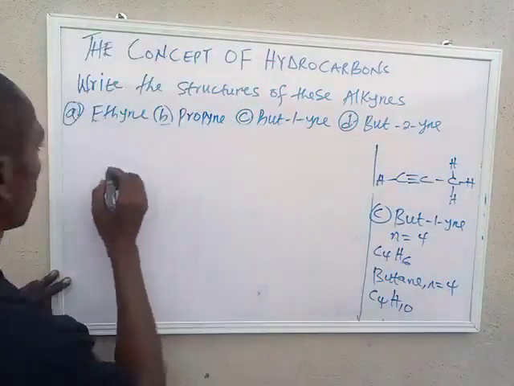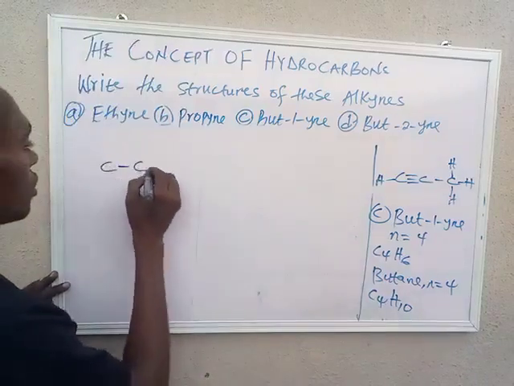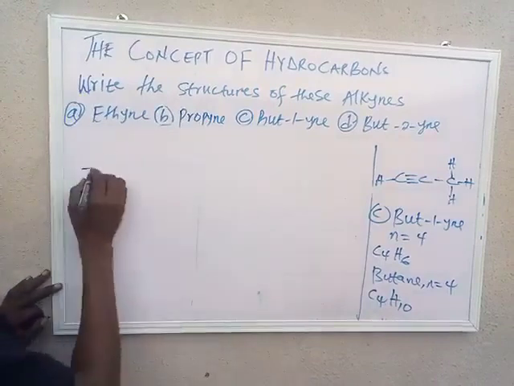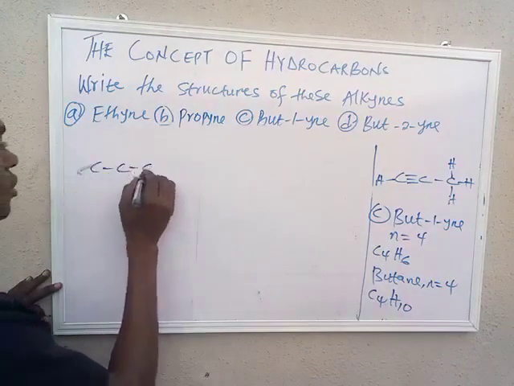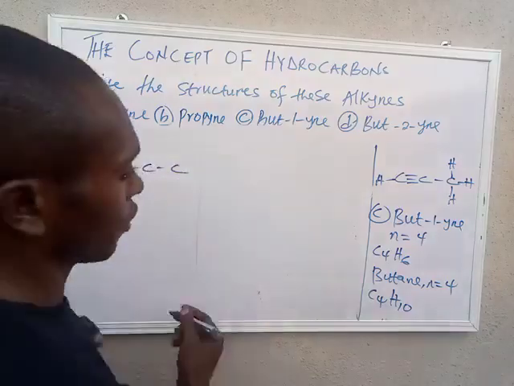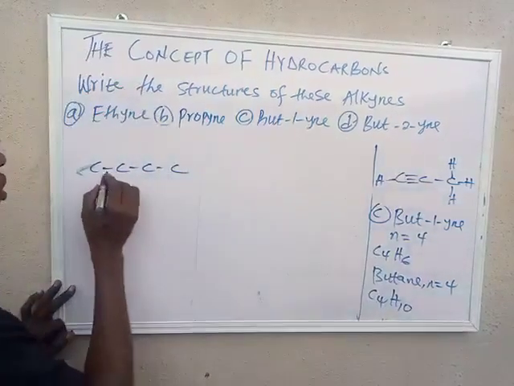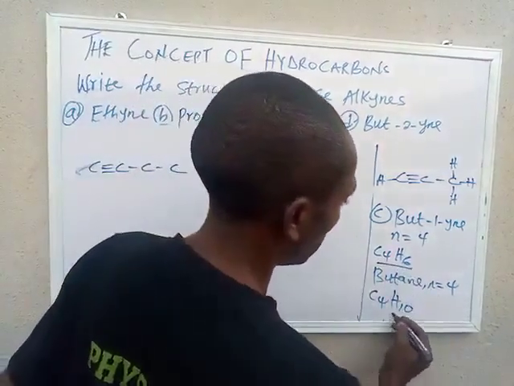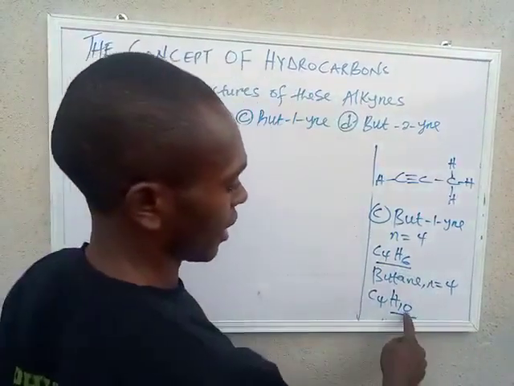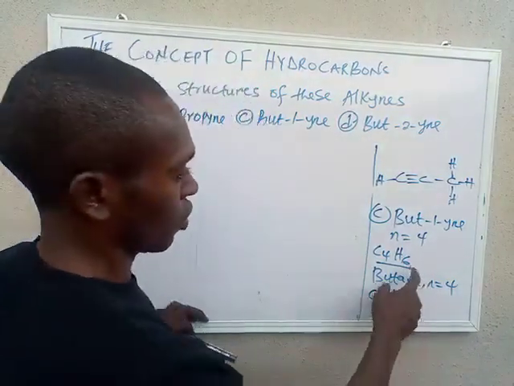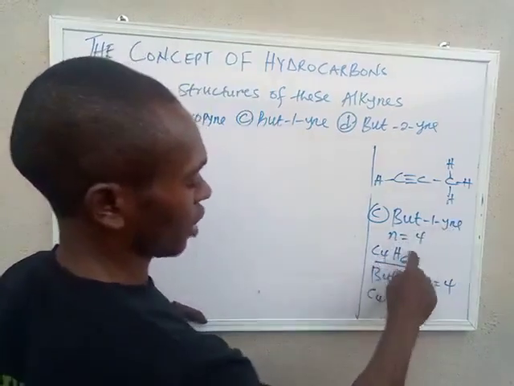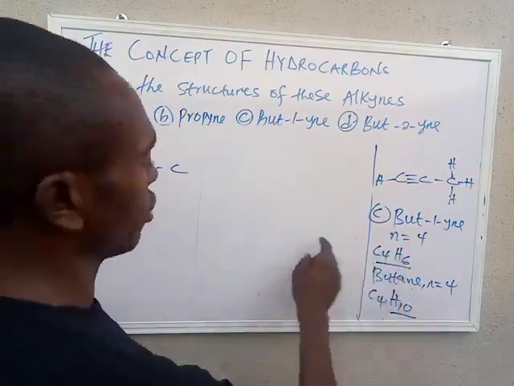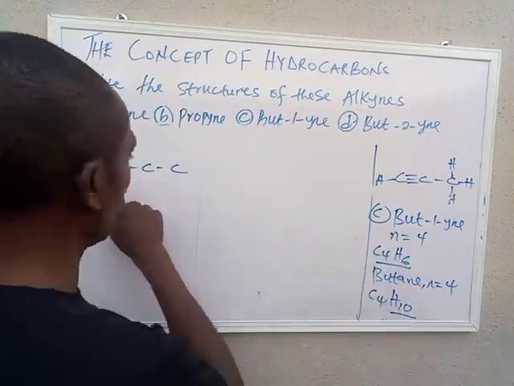Now, let's write the structure. So we're going to have 4 carbons. Let me have it here. C, 4 carbons. And don't forget we said we're considering 1, so it is here. The triple bond is going to be here. And if you compare this and this, you're going to discover that this is 10. 10 minus 6 will give you 4. So for you to have but-1-yne, you have to lose 4 hydrogens for you to get it. And the loss of hydrogen is going to be shared between these 2 carbons that are carrying the bond.